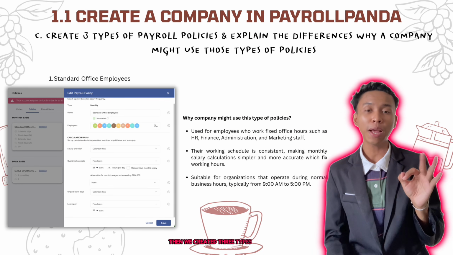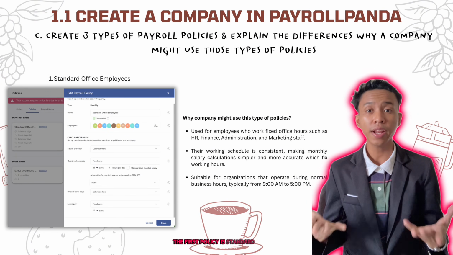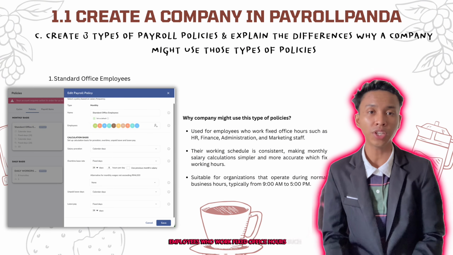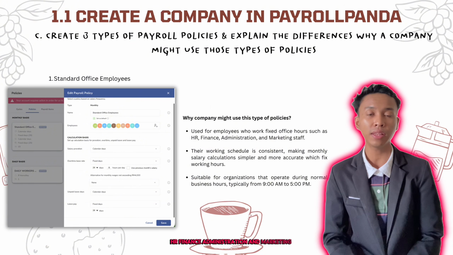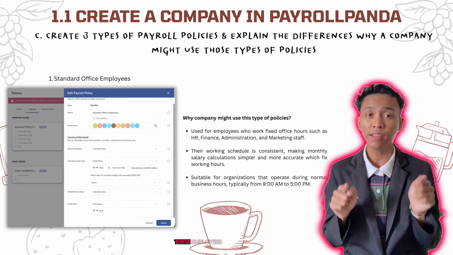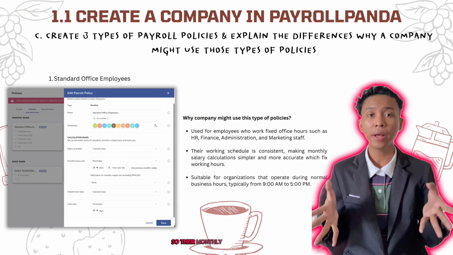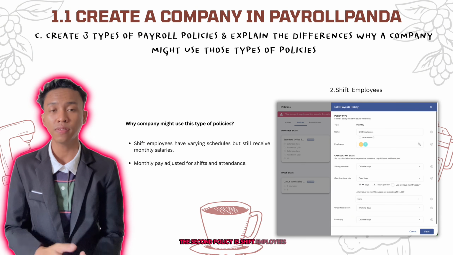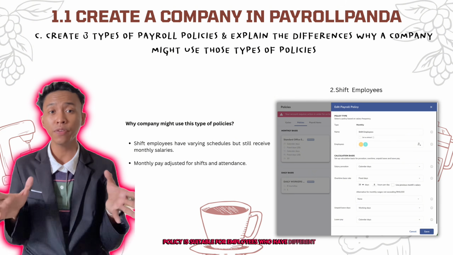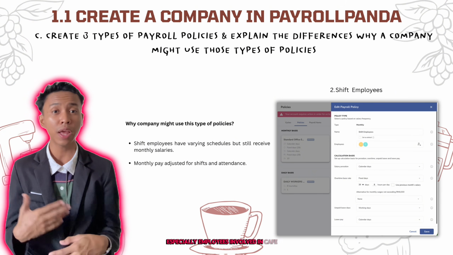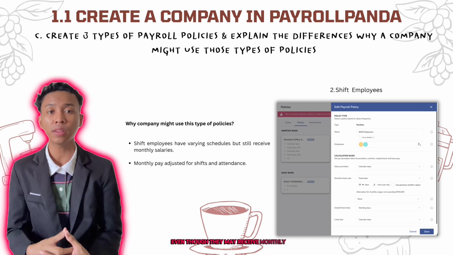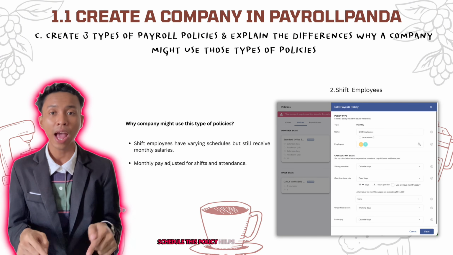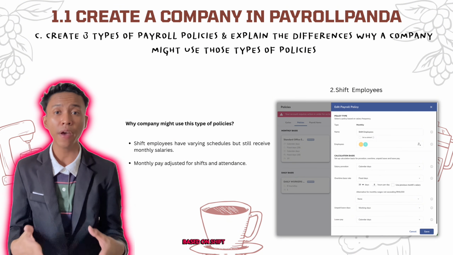Then, we created three types of payroll policies. The first policy is standard office employees. This policy is used for employees who work fixed office hours such as HR, finance, administration, and marketing staff. We chose this policy because these employees have a consistent schedule, so their monthly salary calculation is easier, more stable, and more accurate. The second policy is shift employees. This policy is suitable for employees who have different working shifts, especially employees involved in cafe operations. Even though they may receive monthly salary, their attendance and working hours may change depending on the shift schedule. This policy helps the company adjust payroll based on shift and attendance records.